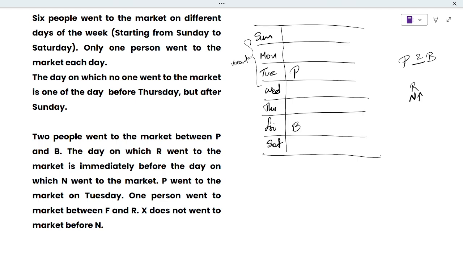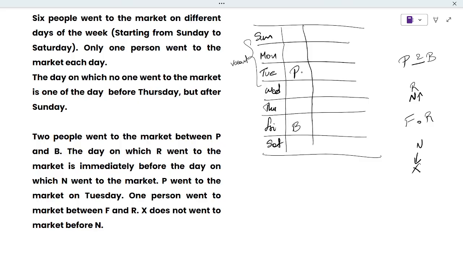Right, we can try because it says 2 people went to the market. So we have a vacant, and if you place the vacant here, then it cannot be this way. Alright, so let's check. One person went to the market between F and R. X did not go to the market before N, that means X went after N. So we have a first possibility. Let's try that possibility.